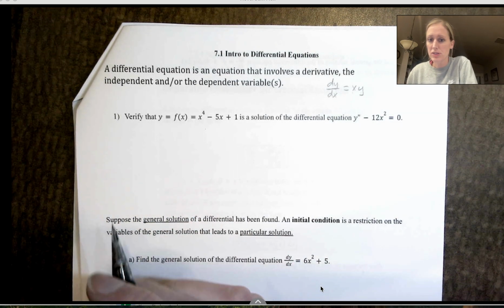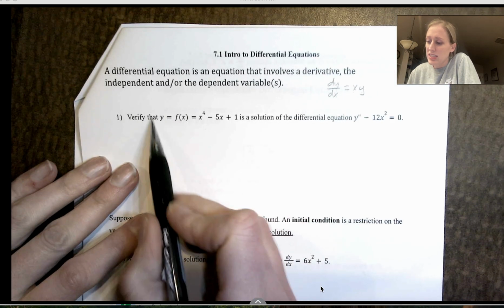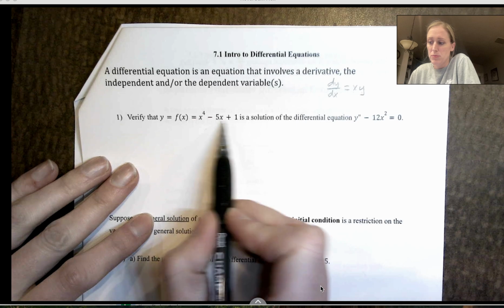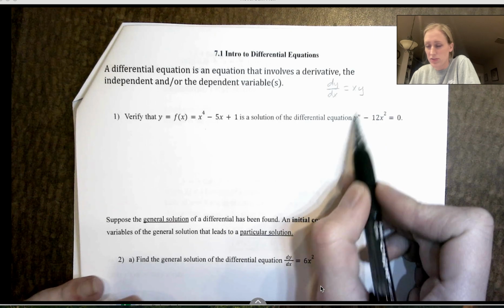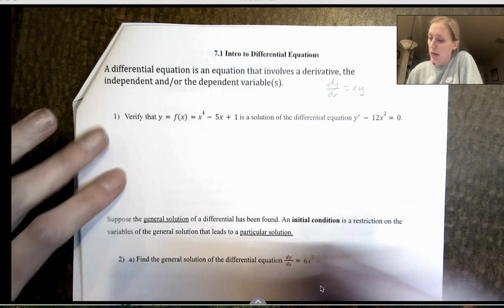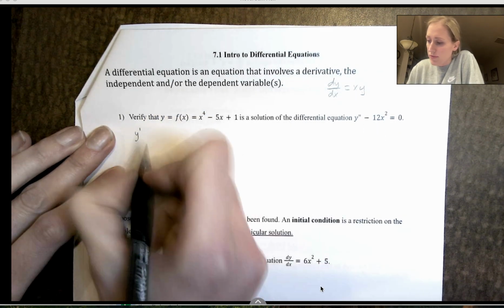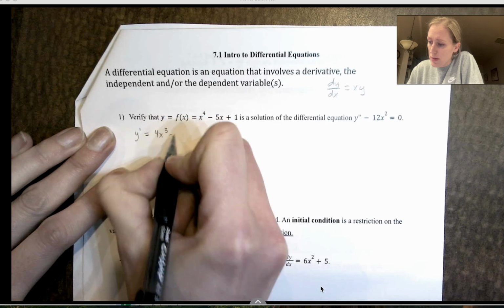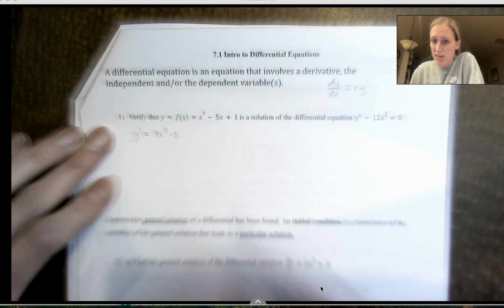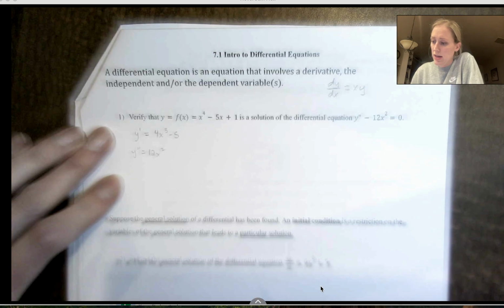Okay, so all we're going to be doing today is finding some solutions to differential equations, and we're also going to be verifying solutions. So they are asking us to verify that y equals x to the fourth minus 5x plus 1 is a solution to this differential equation. Again, this is a differential equation because it involves the derivative and the independent variable, okay? It involves the second derivative, so I do need to find that. I'm going to find the first derivative first. So we've got 4x cubed minus 5 as our first derivative. The second derivative then would be 12x squared minus 0, okay?